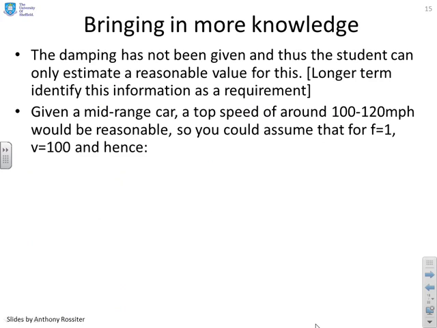Well, the damping was not given to us. And therefore, you might say, well, I'm just going to have to estimate a reasonable value. In the longer term, what you might do is tell the person setting the question, you need to give me this information. You can't just expect me to guess. Right. Now, given this is a mid-range car, a top speed of around 100 to 120 would be reasonable. And so you could assume that for f equals 1, v is about 100 miles an hour. Now, what does this give you?